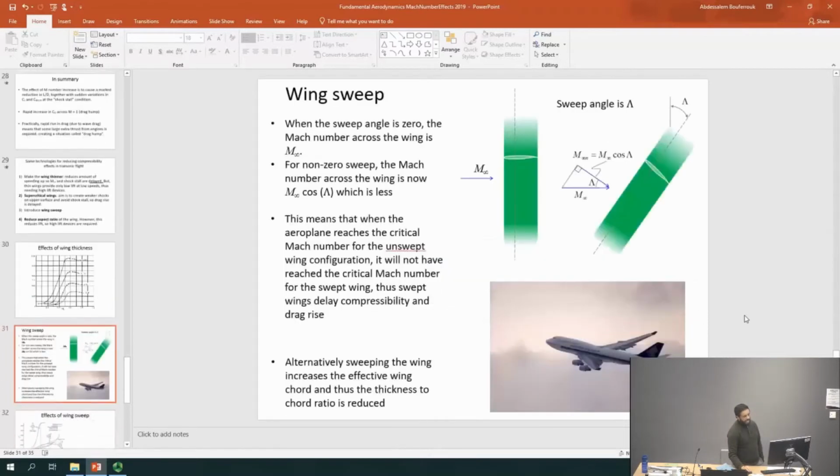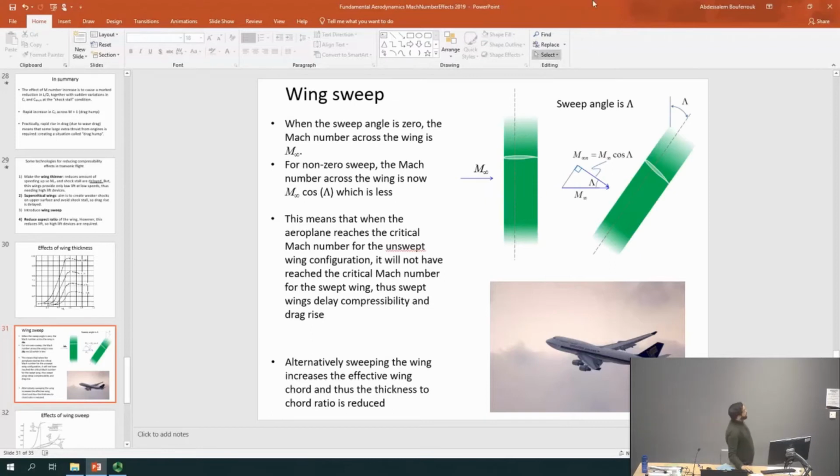So let's look at wing sweep. Why is wing sweep good for trying to fly faster? Well, one way of looking at it is to look at basically what is the Mach number the wing is seeing for a non-swept wing and for a swept wing. So on the left-hand side, we have a straight wing, so it's not swept. There's no sweep in this wing. And therefore, the wing will see whatever Mach number the aircraft is flying at.